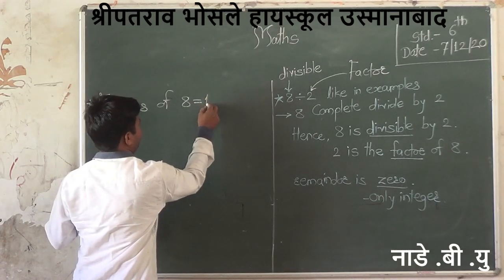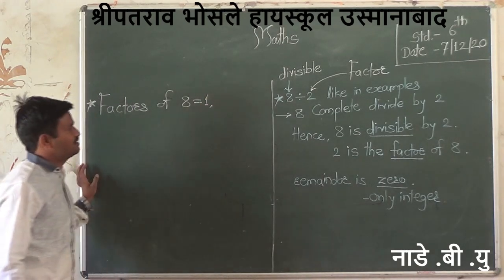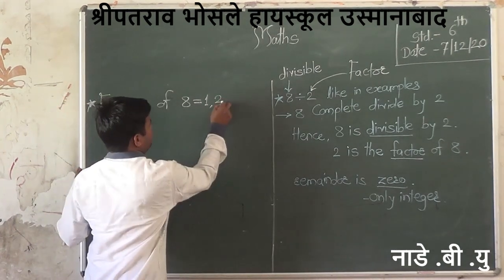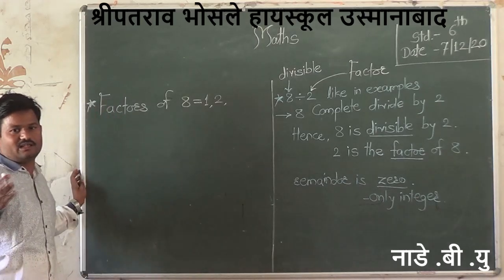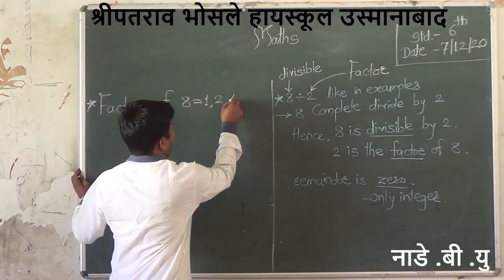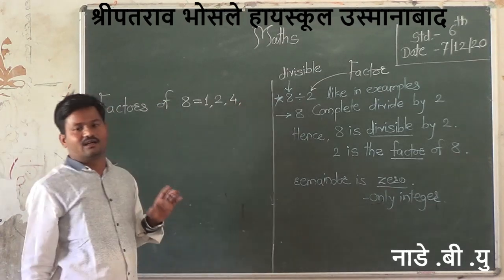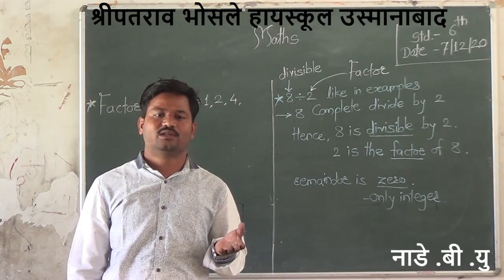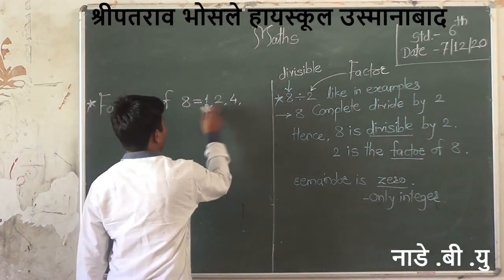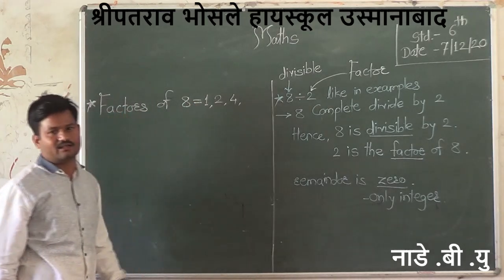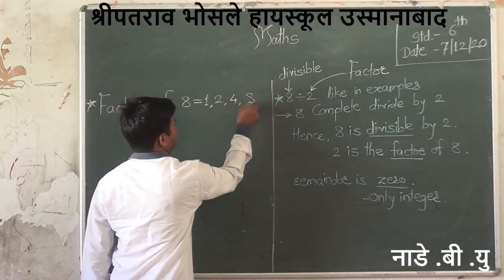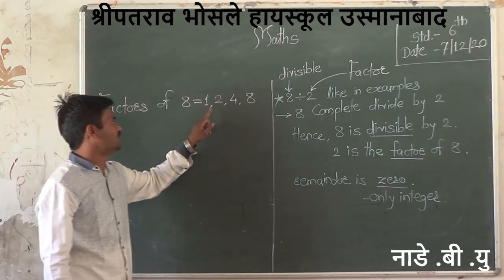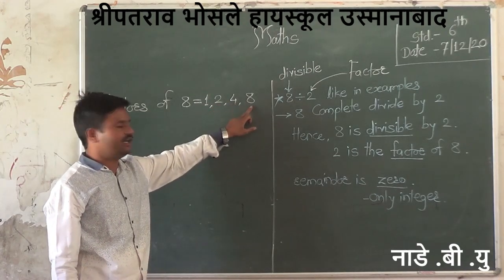The first factor is 1. For the second factor, we can solve it using division. 2 is a factor of 8, another is 4, and the number itself is a factor of every number except 0. Here the dividend number is 8, so itself is 8. So the factors of 8 are 1, 2, 4 and 8.